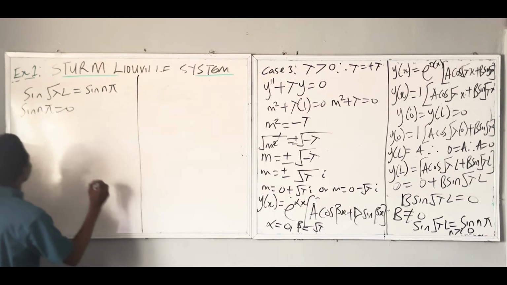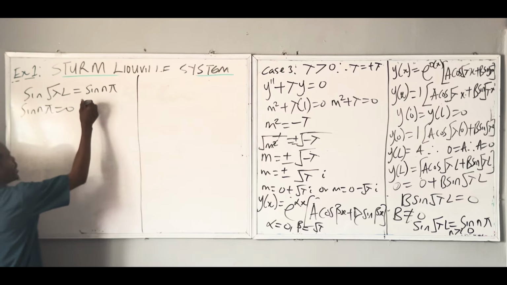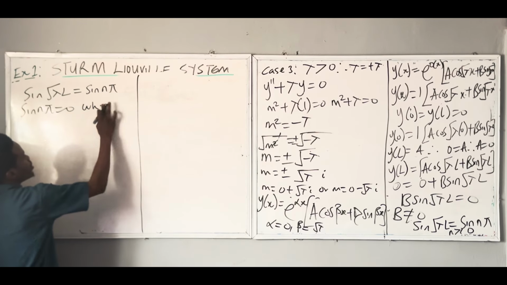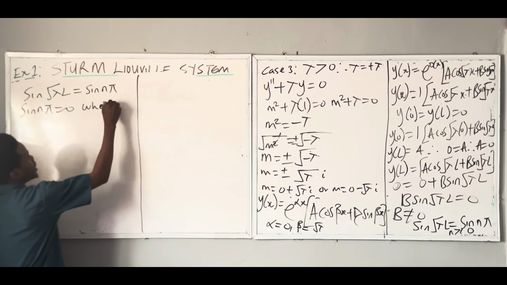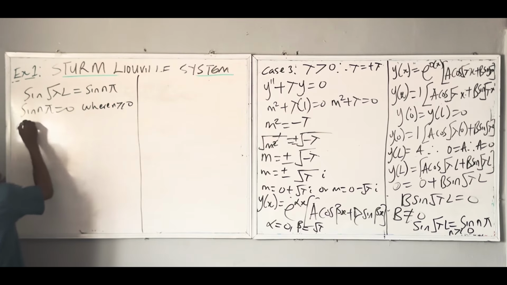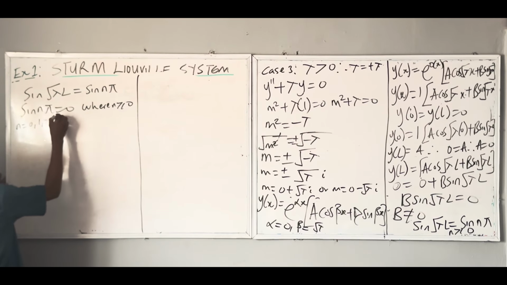So what am I going to do next? I told you that n is greater than or equal to 0, that is, n is 0, 1, 2, 3.